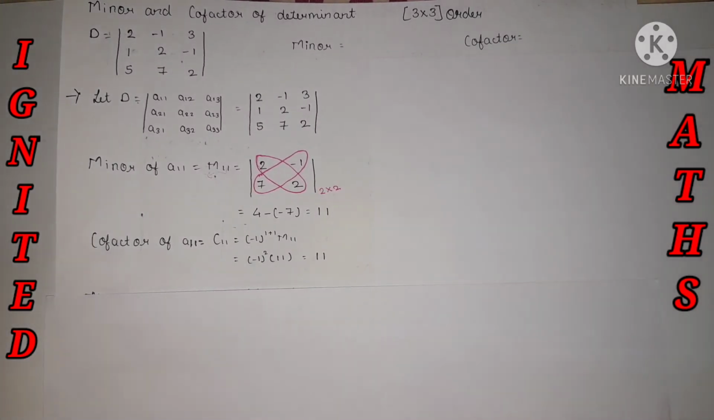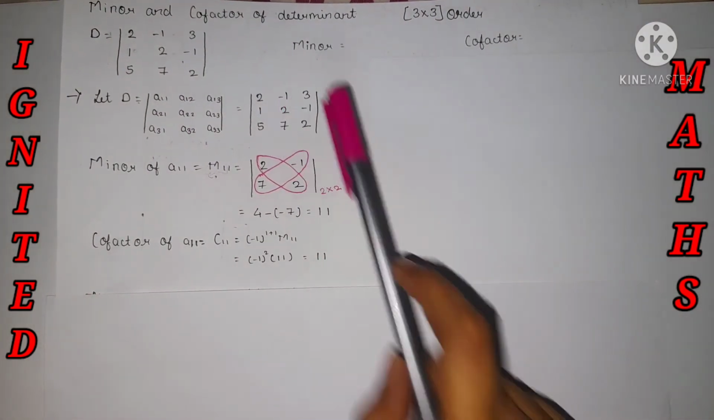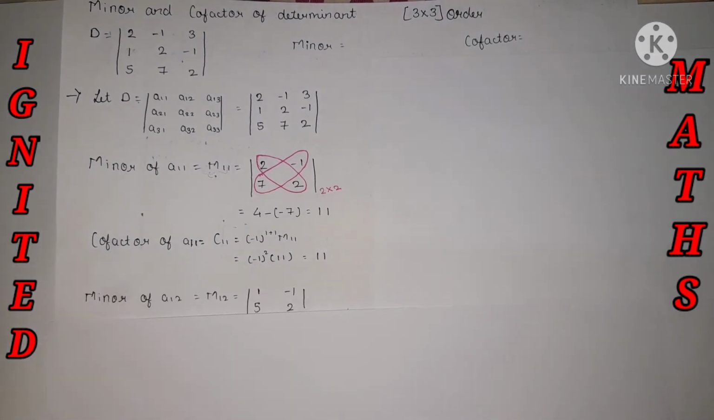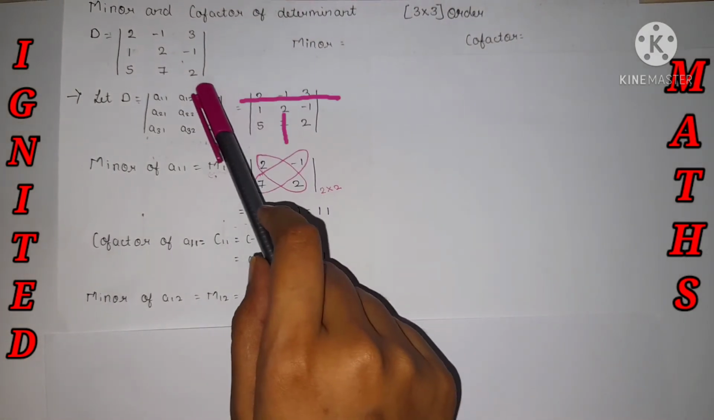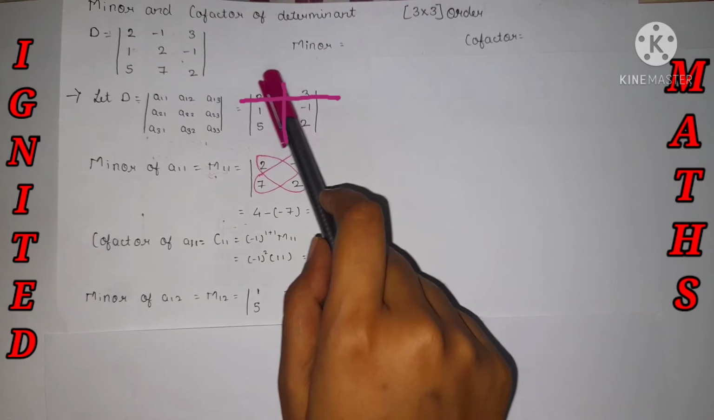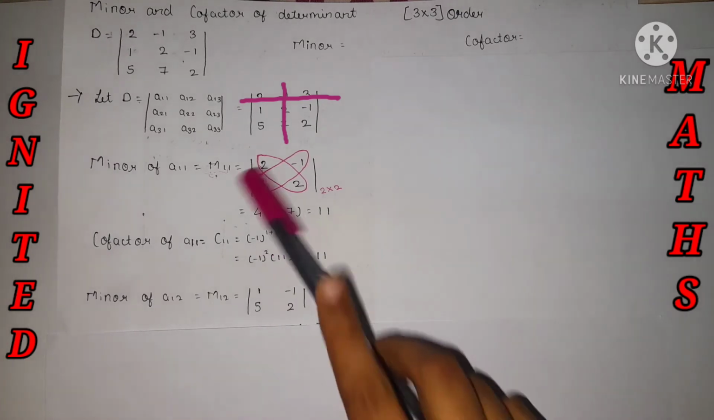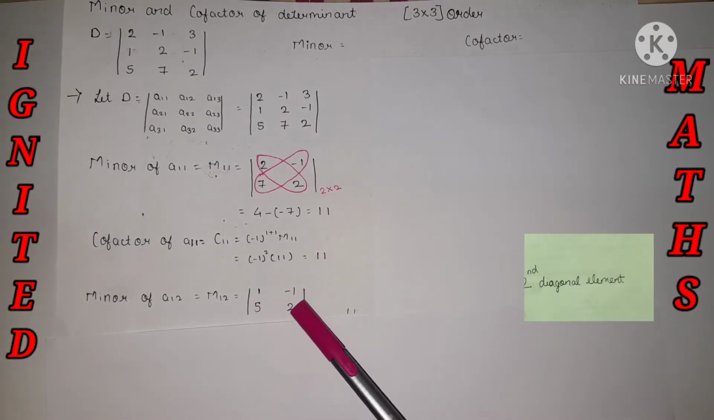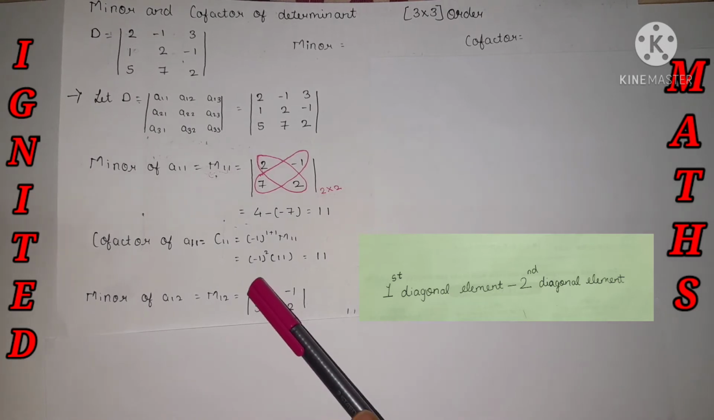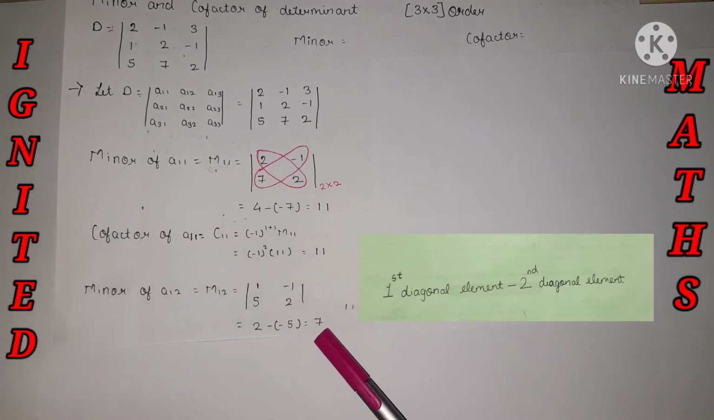Now let's do A12, that is first row, second column, and the value is minus 1. So the minor of A12 is equal to M12, and it corresponds to the element minus 1. We need to hide the respective row and column in which the minus 1 is present, so we hide the first row and second column. If we hide it, then a 2 cross 2 determinant occurs, which we have represented over here. Now we need to find its value: multiply the first diagonal element and subtract the second diagonal element. 1 into 2 is 2, minus 5 into minus 1, which is plus 5, so we got the answer as 7.